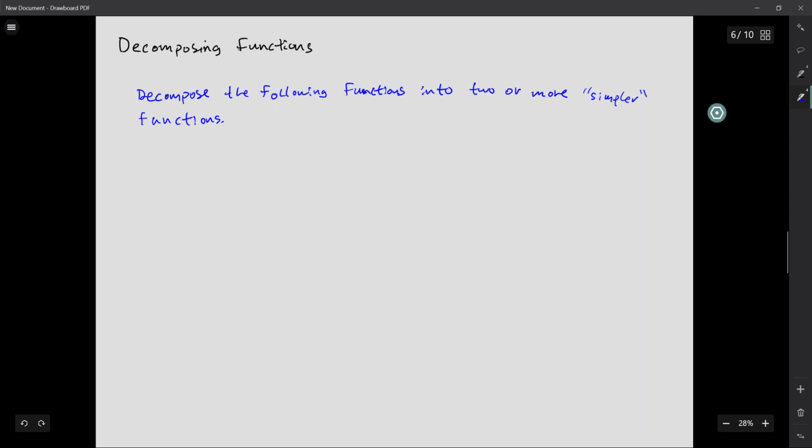And I put simpler in quotation marks there because simpler is relative, and it can mean different things to different people. But let's suppose we've got f of x equal to 1 over 1 plus x squared. This particular function is actually super popular in calculus because this is the derivative of the inverse tangent of x. Deal with that some other time. We don't really care about it right now.